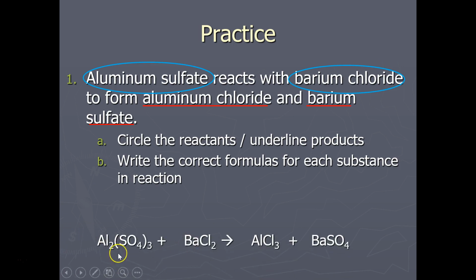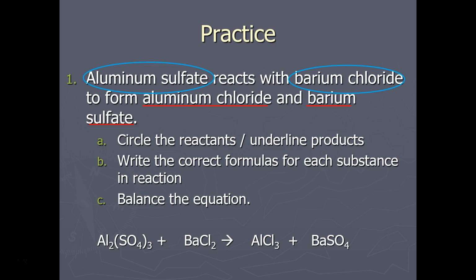So we get Al2(SO4)3, that's aluminum sulfate. We have barium chloride, BaCl2. We have aluminum chloride, AlCl3. And we have barium sulfate, BaSO4. So the last thing that we need to do is balance the chemical equation.